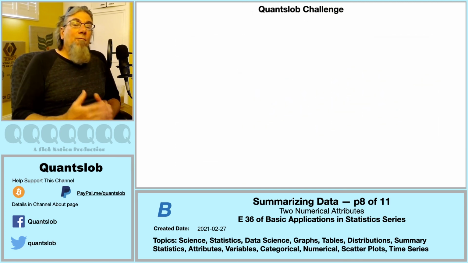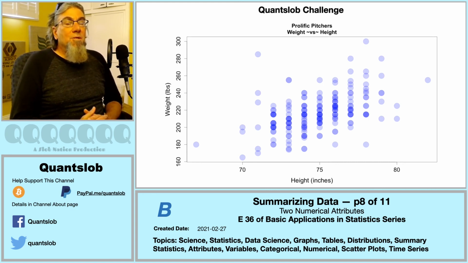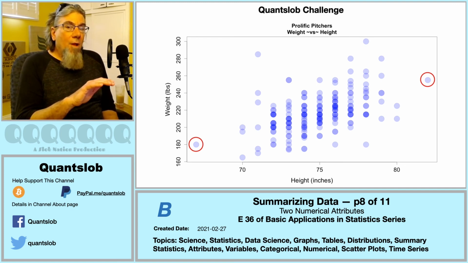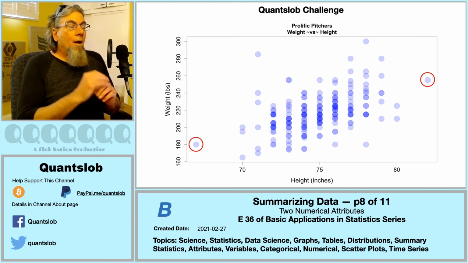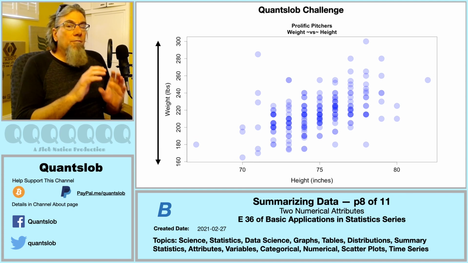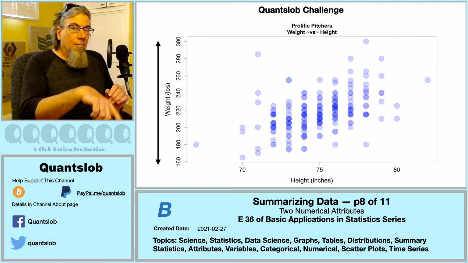Okay, so before we close out, our QuantSlob challenge, and this kind of requires that you've seen the previous installments in this series. We noticed 2 unusual values of prolific pitchers' height, and a box plot revealed that these are, in fact, potential outliers. Now, recalling how we construct box plots and just using our visual sense, are there any potential outliers of our weight attribute here?